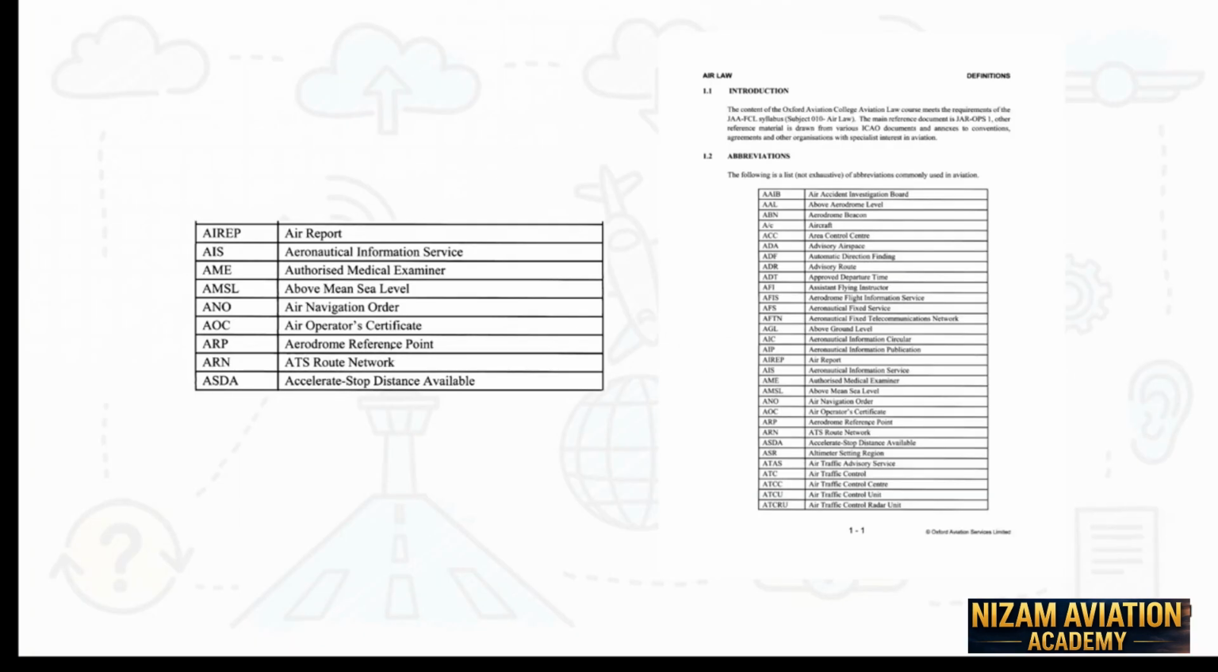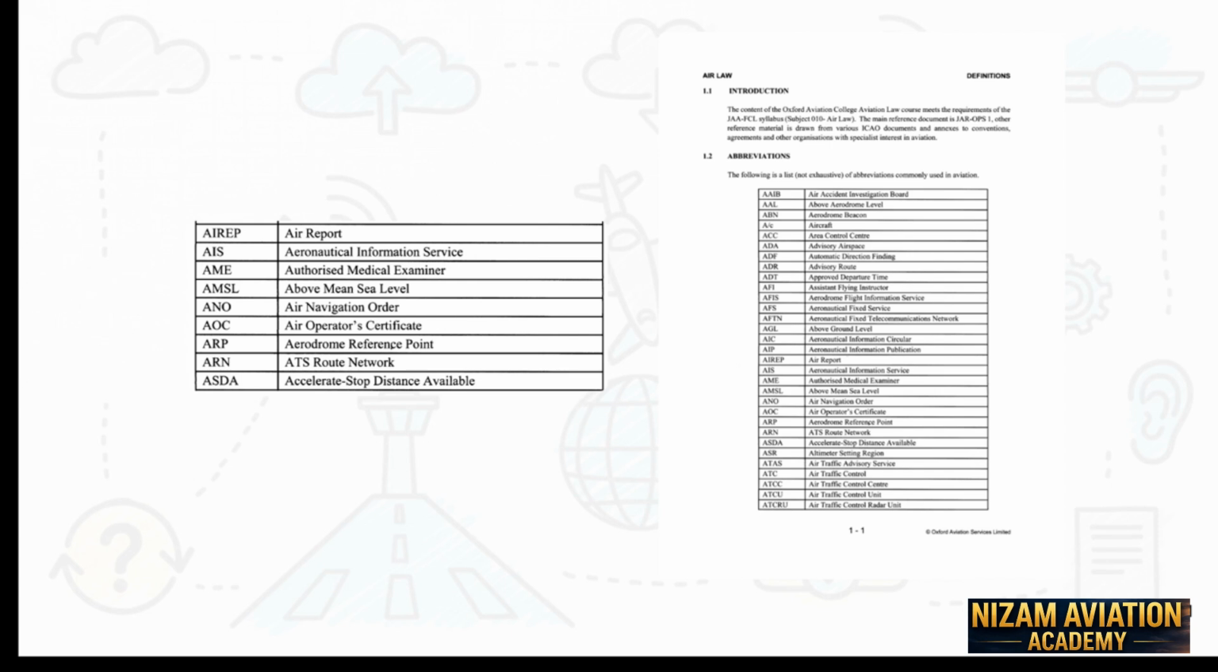Let's move on to Section 2, decoding the alphabet soup. Now we can transition from that broad legal framework down to the specific day-to-day codes that pilots actually use in the cockpit. Now what's really interesting about this is the sheer density of the language. When you compare the high-level view of the syllabus introduction with the micro-level definitions of these abbreviations, you quickly realize just how absolutely critical precision is here.